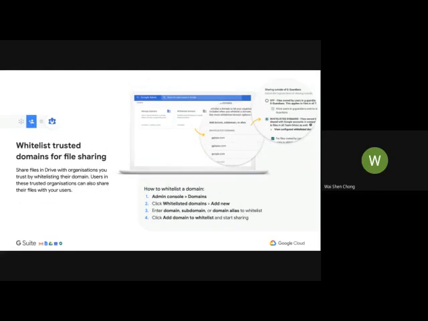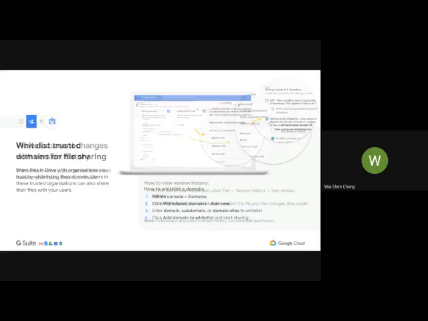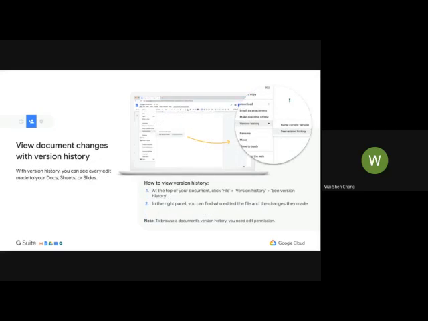Of course, then you do whitelisting for trusted domains for file sharing. It's important. You will also have the capability to view document changes with version history. While many people will be editing the documents, or you need to see whether anyone has accessed your documents, it's important that you can see all the version history from that perspective.